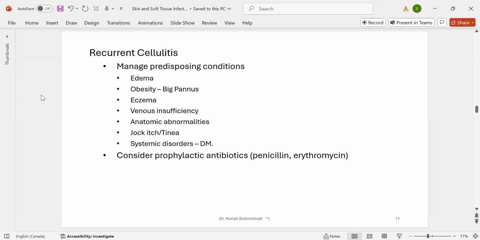Good. This is something we already talked about. What are some of the underlying conditions? You can have obesity. Somebody has a big stomach and comes to the doctor: I get this redness and infection and smelly discharge underneath my tummy. Then you have eczema. We talked about venous insufficiencies, anatomic issues. People in wheelchairs have a lot of infections that can happen. Why? Because they're not as mobile. And then tinea we talked about as well. Good. You can consider prophylactic antibiotics in these cases.